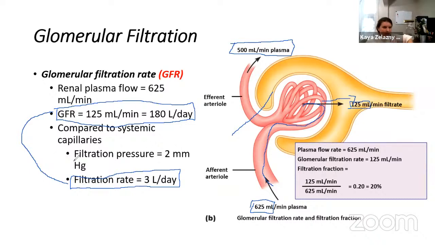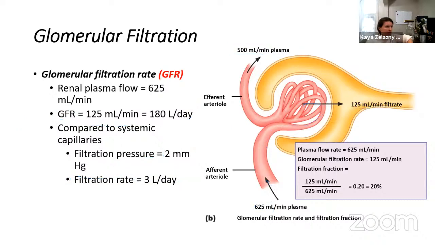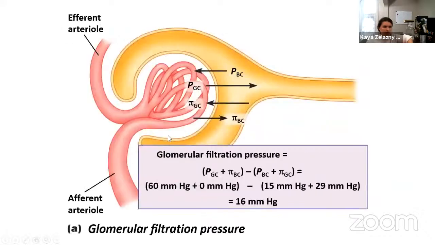So that has partially to do with this filtration pressure, and it also has to do with the fact that this barrier on the capillaries is quite permeable. This filtration pressure of 2 was the filtration pressure we got in our normal systemic capillaries, which we compare to our glomerular filtration pressure. The glomerular filtration pressure, which we just calculated, is much higher. We had 16.